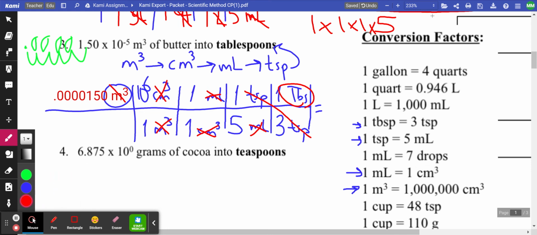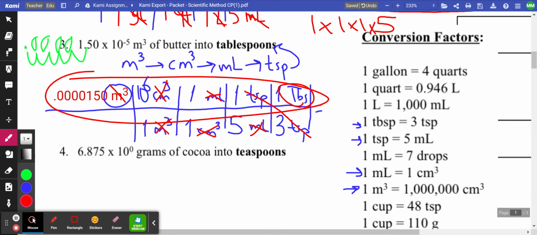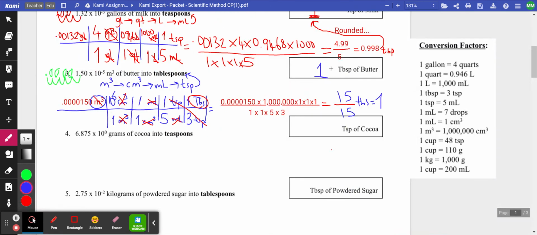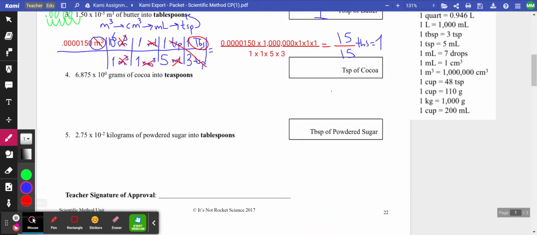What I need to do, I'm going to multiply the tops. All right. And I'm going to multiply the bottom. And I'm going to divide. Let's do it. All right, the answer is 1. 1 tablespoon of butter that you're going to need. All right, let's go to number 4.